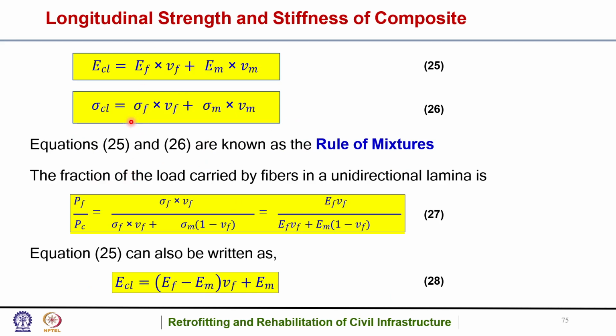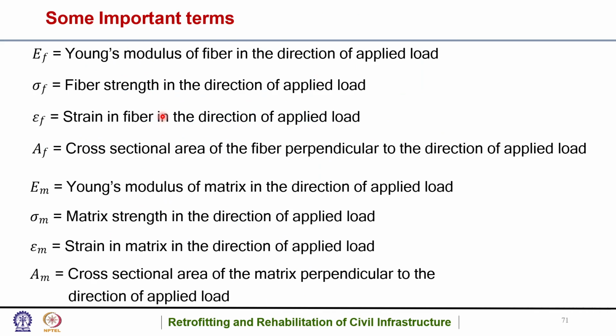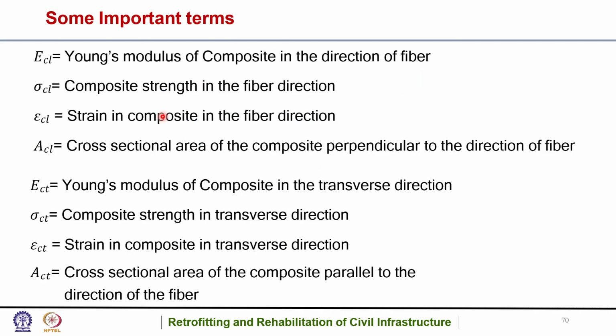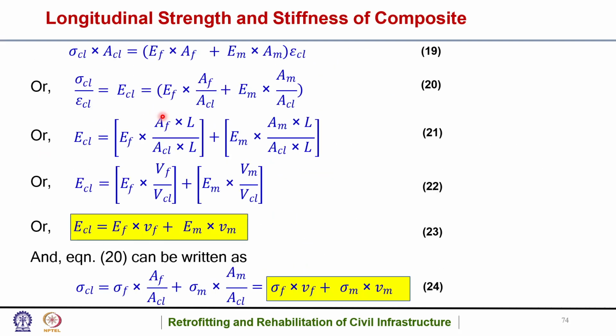Okay, so basically to get the longitudinal composite elastic modulus, you just add the product of elastic modulus and volume fraction of fibers and matrix. And similarly for getting the longitudinal stress in the composite, you just add the product of the stress and volume fraction of fibers and matrix. Okay, so that is basically how you will get the strength.